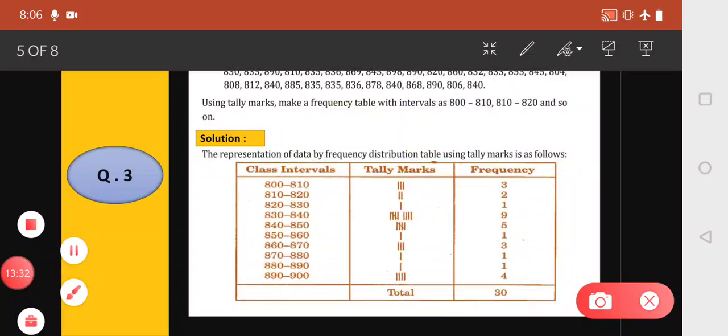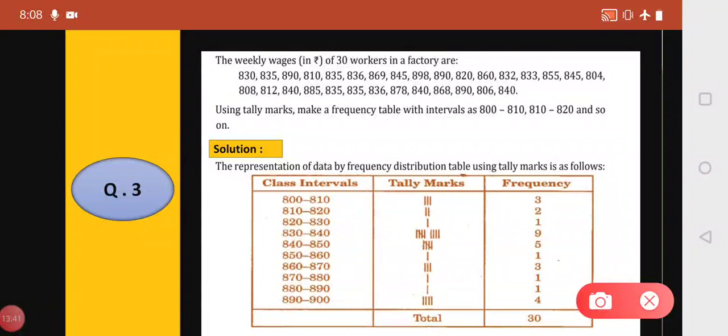So next, let us see. Let's count the frequency for the first group. Yes, you can see 804, 1, 808, 2, and 806. So there are 3 frequencies which come in the first class interval, that is 800 to 810. So we will mark 3 vertical lines, and the frequency is 3.